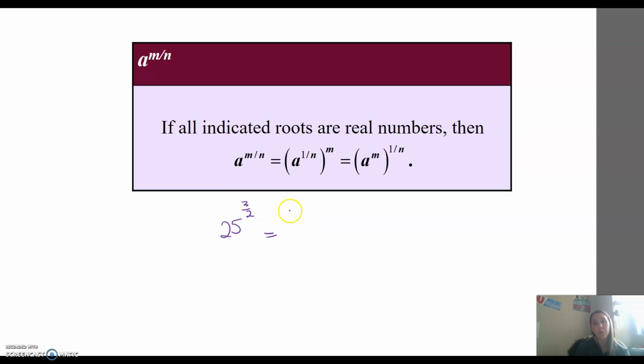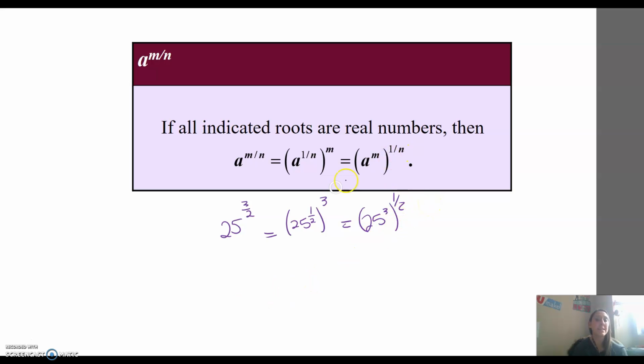That would be equal to 25 to the 1/2 to the 3rd power. But this is saying it also could equal 25 to the 3rd power all to the 1/2, right?